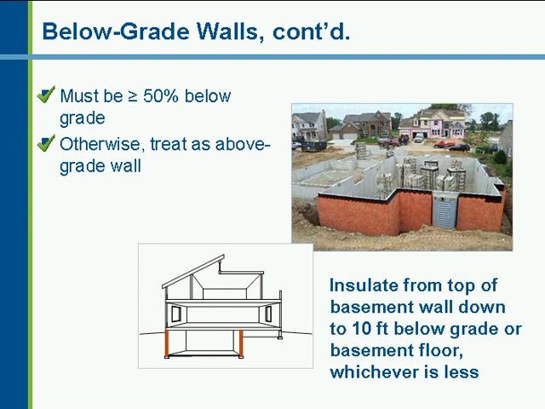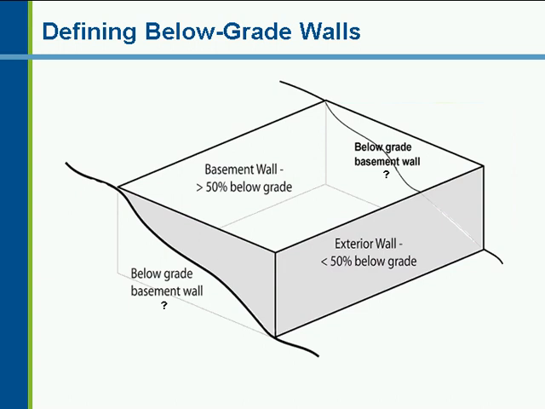is less. Now talking about that definition of 50% below grade, here's a quick illustration of a typical walkout basement. The back wall in that basement, which is clearly completely below grade, is obviously a basement wall and would be subject to the basement wall requirements. The front wall, which is clearly all above grade, would have to meet the requirements for an above grade exterior wall frame, or if it's a masonry wall, the mass wall column.